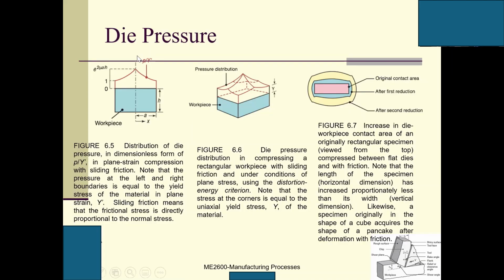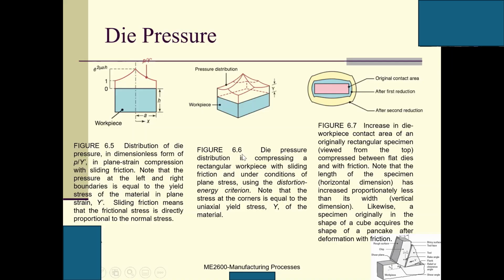So here is the distribution. In the middle is the highest one. Y prime is the yield strength, the material parameter, and P is the pressure. Because the pressure and yield strength have the same units, the ratio of them becomes dimensionless.